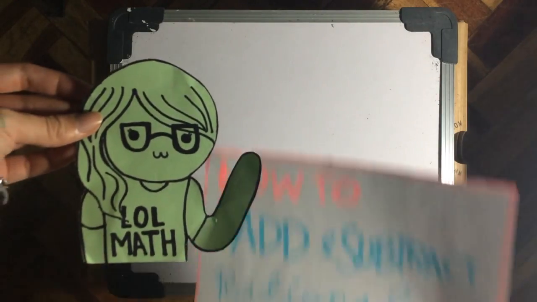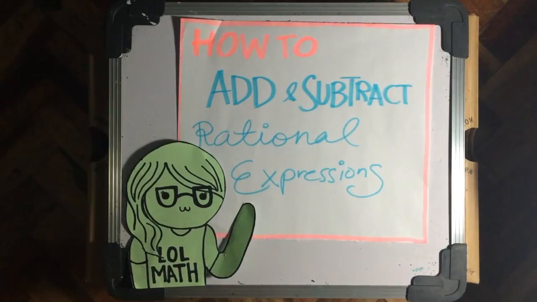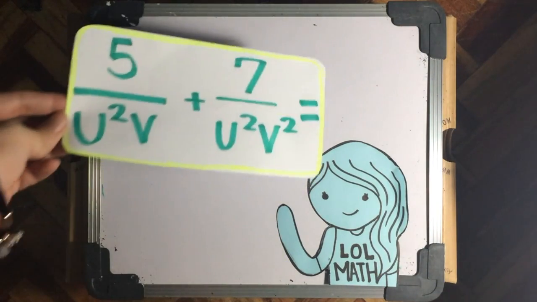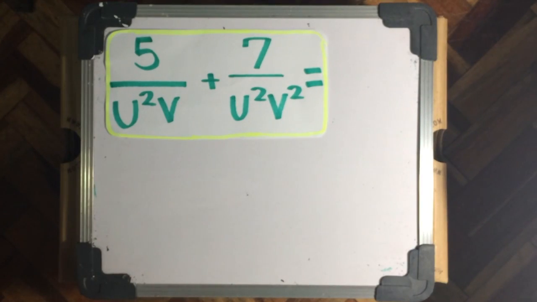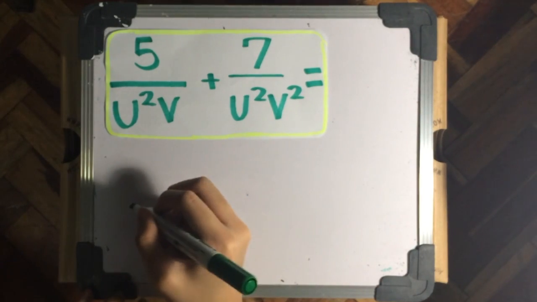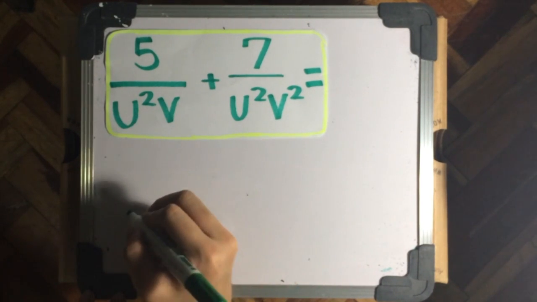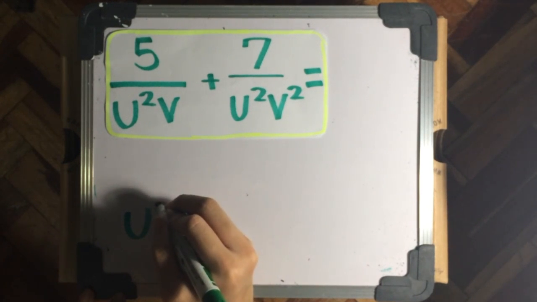Okay, now that you know how LCD works, we're going to teach you how to add and subtract rational expressions. First, we'll give you an example. 5 over u squared v plus 7 over u squared v squared. It's just like adding and subtracting normal fractions. First, you find the LCD or LCM, which we just discussed. So the LCD of u squared v and u squared v squared is u squared v squared.